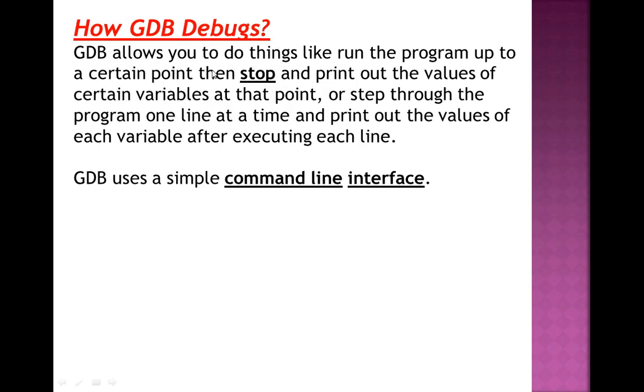Then how GDB works or how GDB debugs: it allows you to run the program up to a certain point. It works by inserting breakpoints at certain points. The GDB debugger checks up to the breakpoint first, whether there is any error in the program, and removes the error from the program, and then moves to the next breakpoint. In the same way, it checks for errors at that breakpoint, removes them, then goes to the next breakpoint.